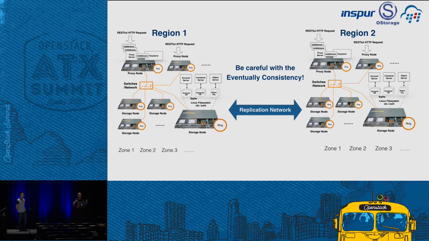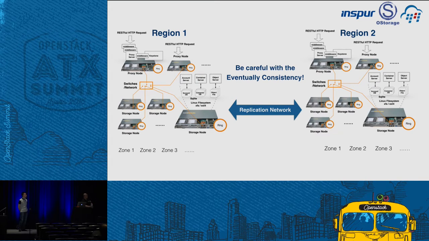The number is equal to the number of replicas. We'll select four handoff devices. By the name handoff, it means that if one of the four devices mentioned before failed, it will write the data to the handoff device. So there are four primary devices to store data, and four handoff devices to store the data when the primary device failed.